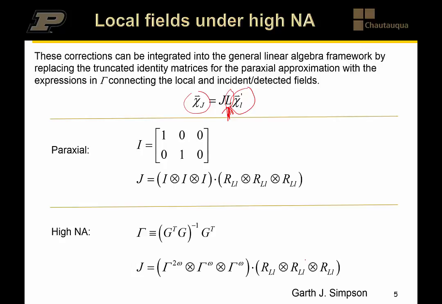So in the paraxial approximation, this correction to account for the absence of significant curvature connecting the laboratory frame to the local frame, it's just a truncated identity. All we do is the exact same mathematical architecture we had before, but instead of this truncated identity, we plug in our gamma. Assuming it's in the focal volume, we can calculate gamma identically, and it's a known matrix, so we just propagate for each of these different elements.